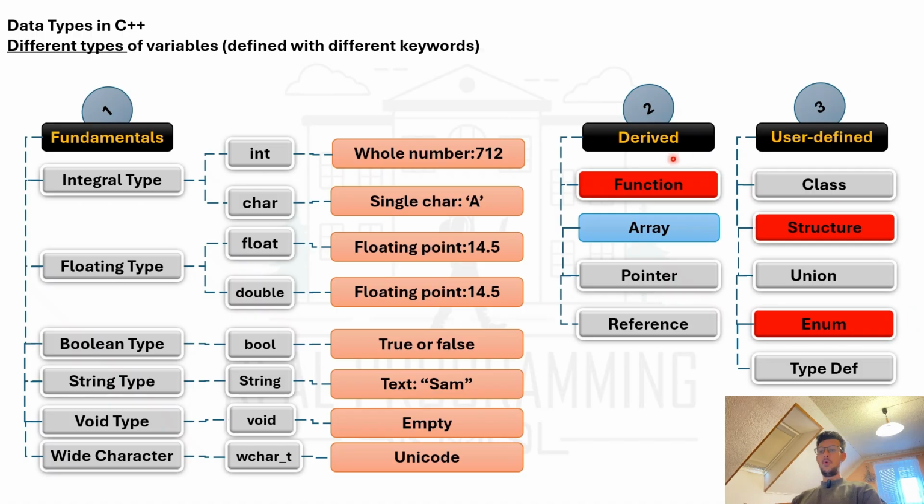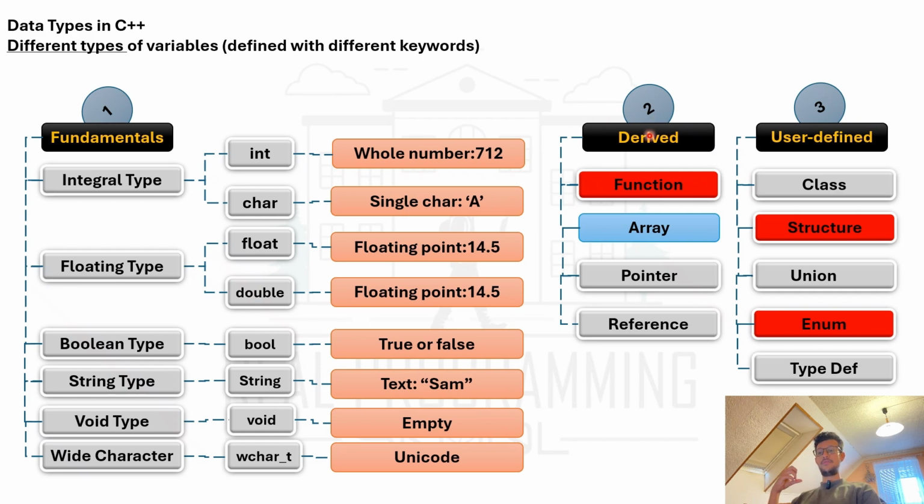But with a derived data type, we cannot use function by itself, for example, because it's already a derived data type. We have to use the function with a fundamental data type. We cannot use the function by itself. We have to use void before the name of the function, and it becomes a procedure. Or we can use an integer function, so before the name of the function we use the integer data type. This function will return an integer value. Same with a float function, double function, or string function.